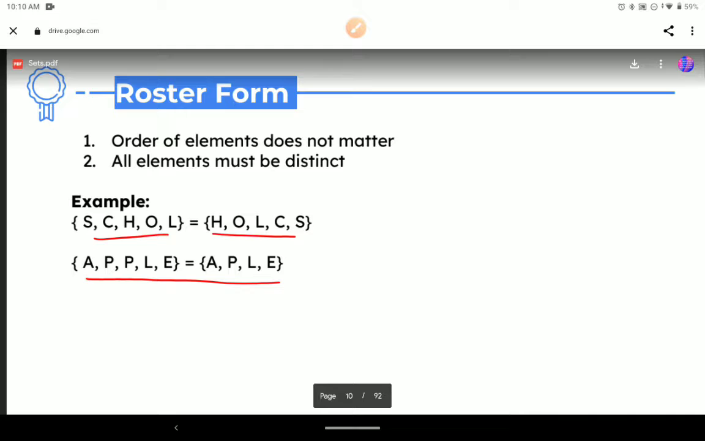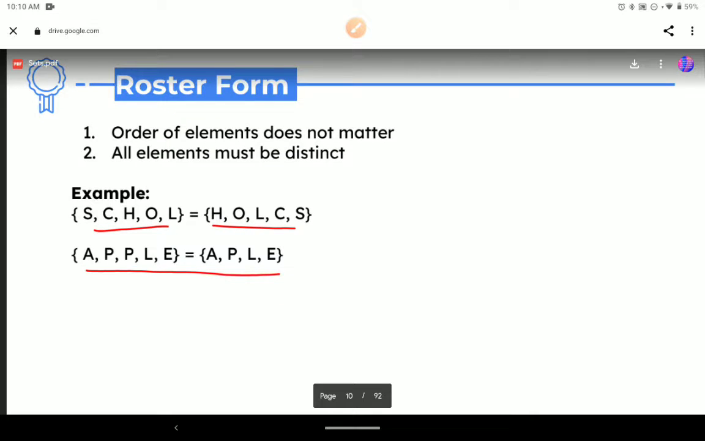See here, in the example of SCHOOL also, double O is there, but only one O should be taken because all elements must be distinct. If any letter or character is repeating, you should write it only once. It should not be repeated in a set. In APPLE, P is repeated two times, which is not correct for roster form. So it results in A, P, L, E.